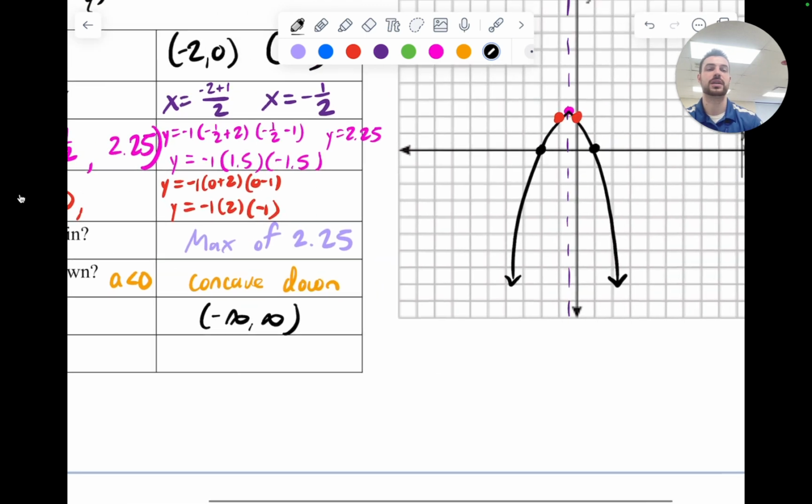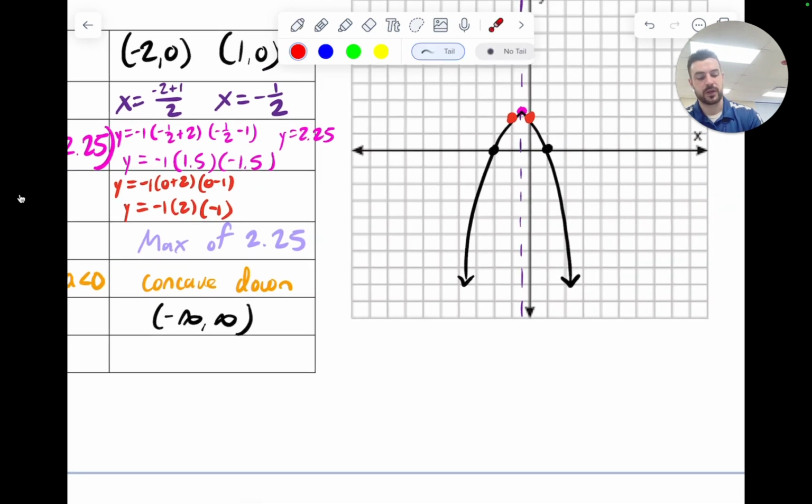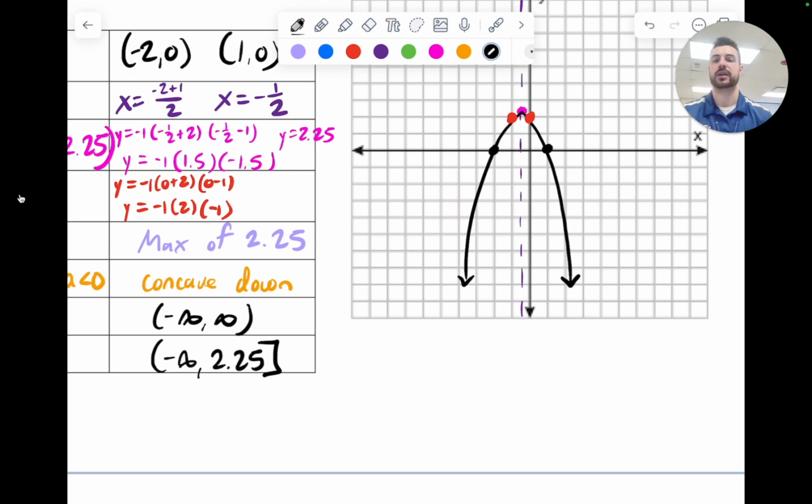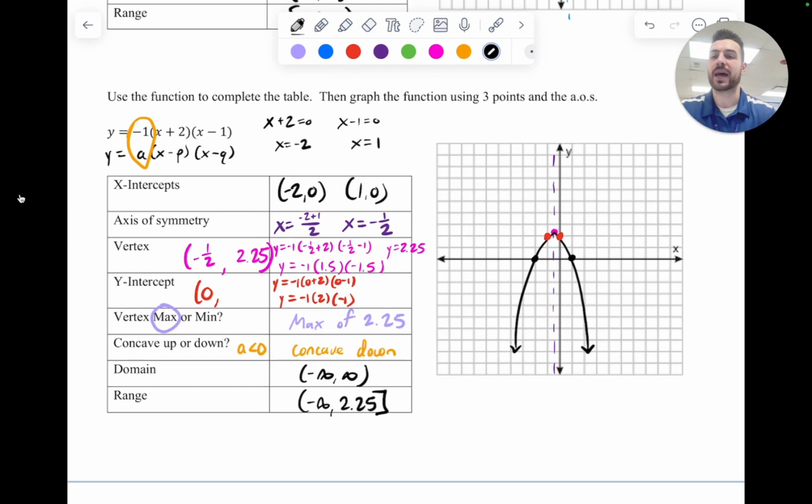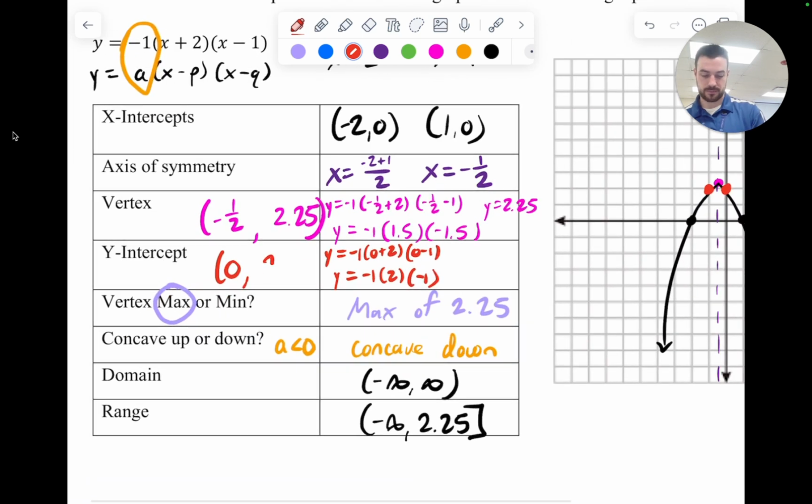The range we can get just by looking at our picture here. So we have the highest point all the way down. So the lowest we're going to go is negative infinity, and the highest is 2.25 with a square bracket. So there we have our intercept form. Again, it's a little bit different because we're given slightly different information, but much of the process is the same. Understanding each of our characteristics is going to be the key in us finding them.